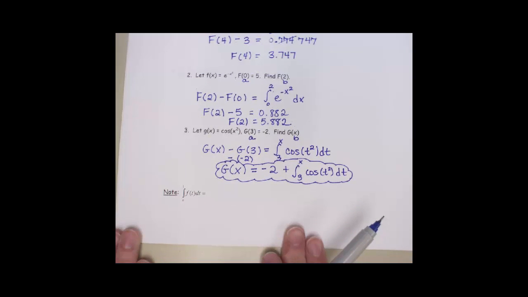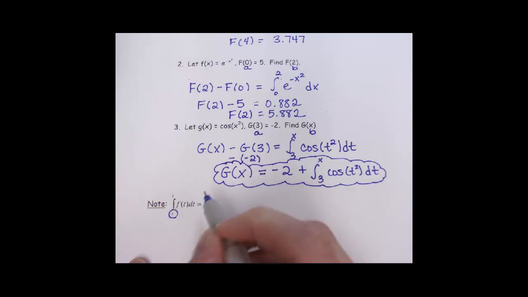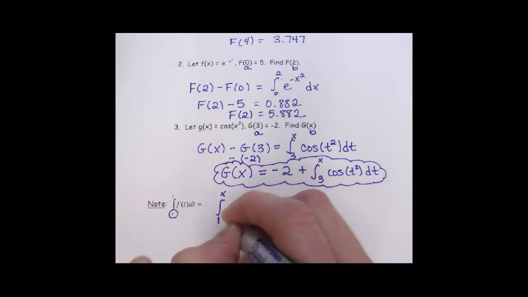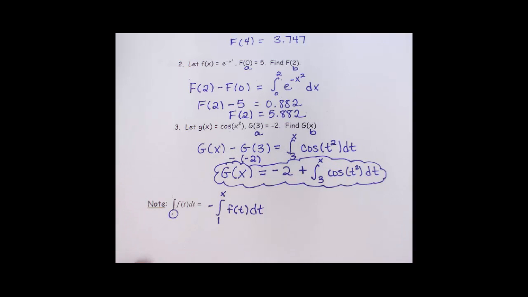And just one quick little note, if the x is on the bottom, it should be on the top, right? And this doesn't have to be 1, it could be any number. You want to flip it. You want the x on the top, just like with any integral. You want the b on the top, but when you flip it, it makes it negative. So make sure you put that negative sign out front.